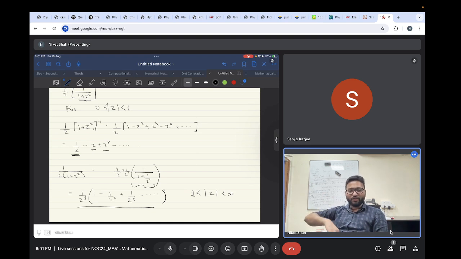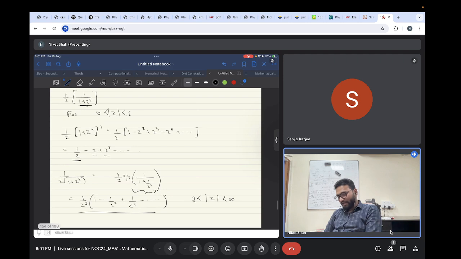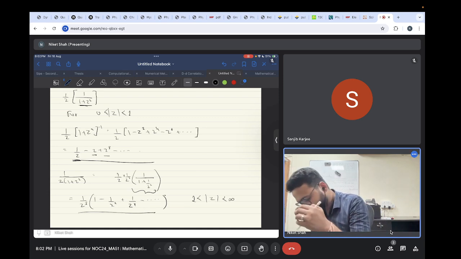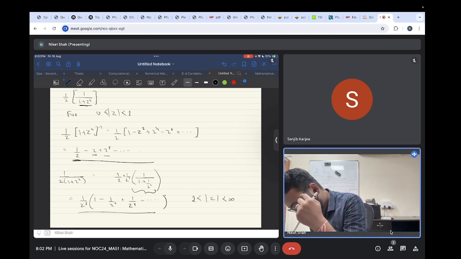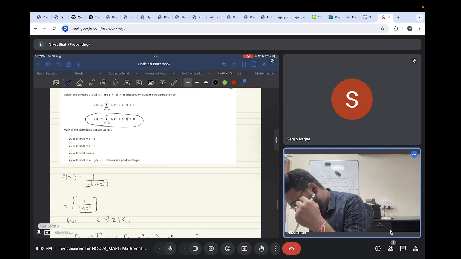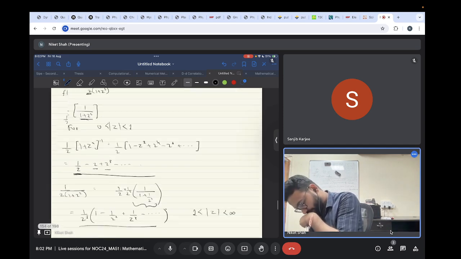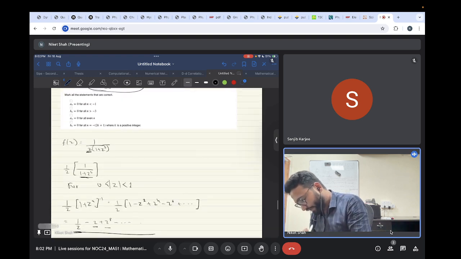Inside the circle of radius 1, I will get the other kind of expansion. So there are different representations of the same function in different regions. This is something that you should understand properly. So this is what I end up getting, and then there are statements which you can mark yourself.